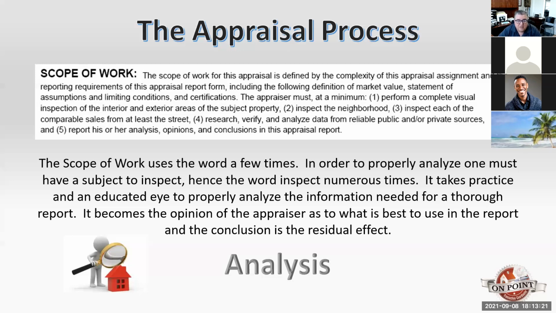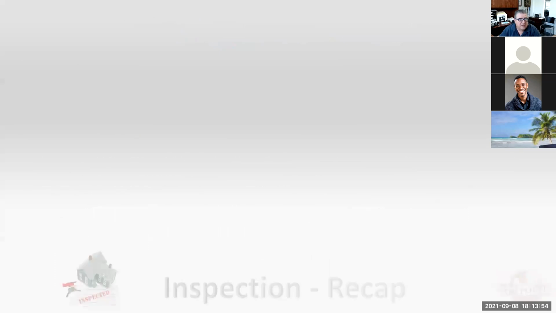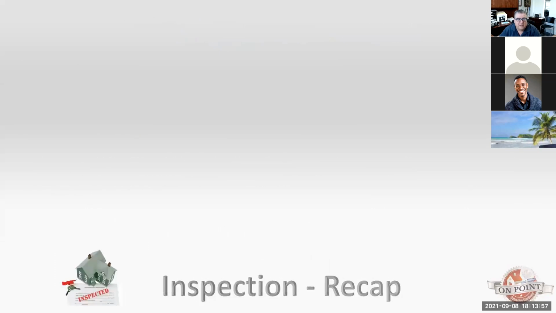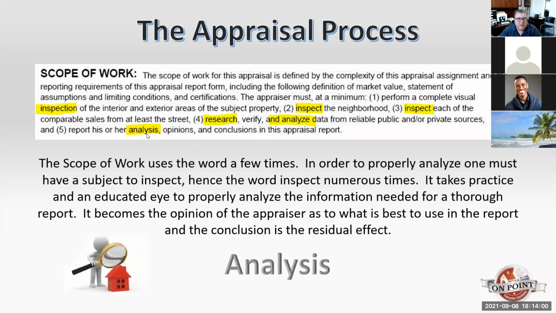And so this scope of work talks about what it is that I'm looking at. The biggest thing here, let me take a look real quick. There's the word inspection, visual inspection, inspect each of the comparables, and research, analyze the data. But the biggest part is right here: analysis, opinions, and conclusions. Let me back up, because I thought I highlighted that section. Right here where it says report his or her analysis, opinions, and conclusions.